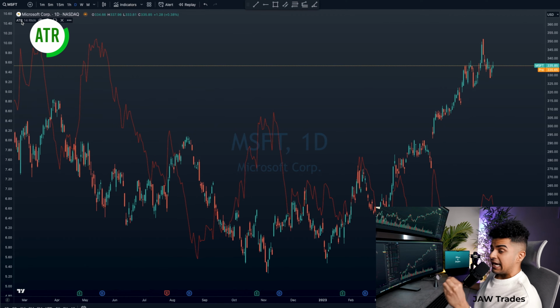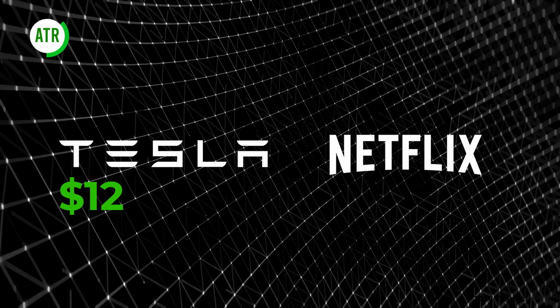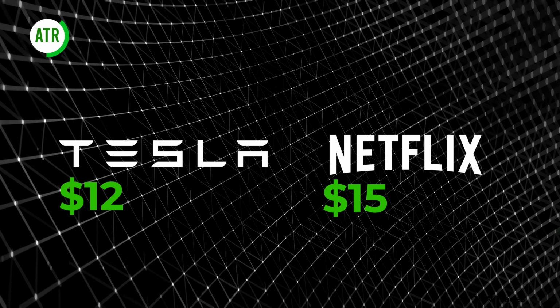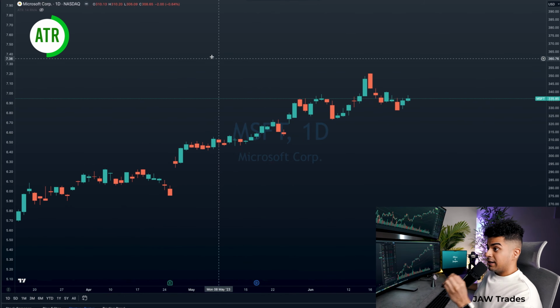But I don't keep the ATR on my chart every single day. I trade the same bunch of stocks almost every single day. So I have an idea that the ATR of Tesla is around $12. The ATR of Netflix is around $15. So I just add this indicator once in a while to get an idea how much a stock is moving on an average every single day. So usually this indicator is hidden, but I just show it once in a while to get an idea of the ATR.